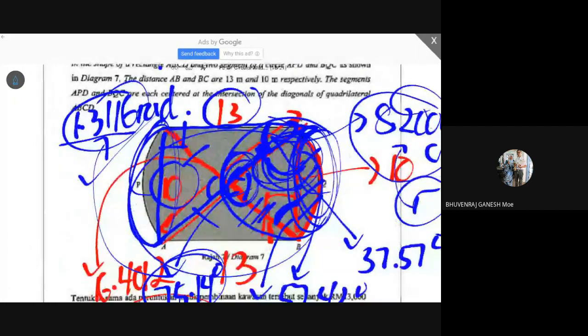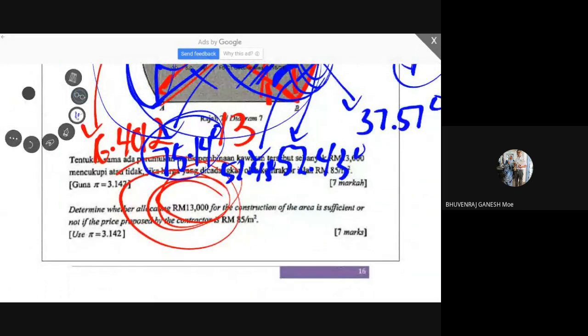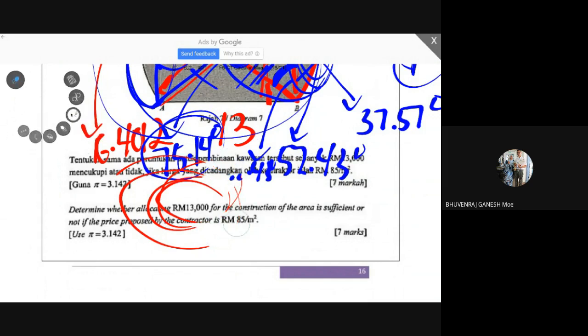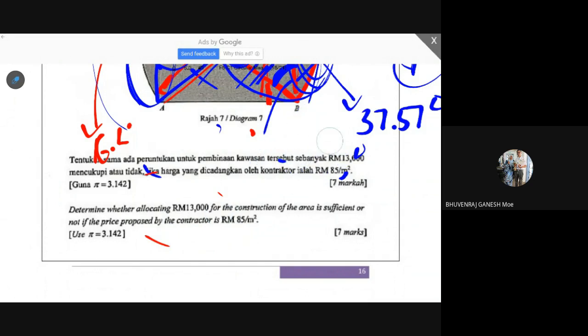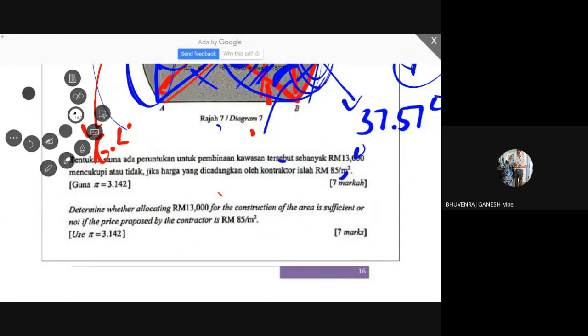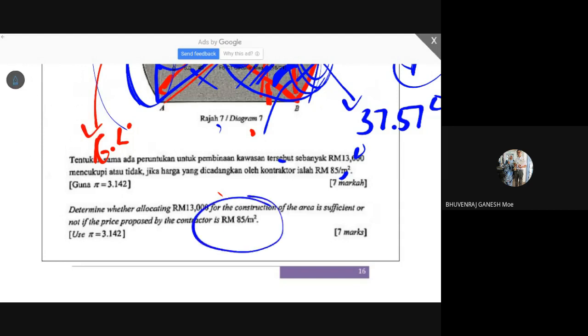Okay, so now we look at the question. What does the question actually say? Now we have to answer the question because this question is not talking about finding area only. So we look first. They say 1 meter square is RM 85. Okay, 1 meter square jumlah dia RM 85. So now we have 153.24 meter square. So what is the total RM, guys? Can you calculate for me? Berapa jumlah sekarang? Dalam unit RM.